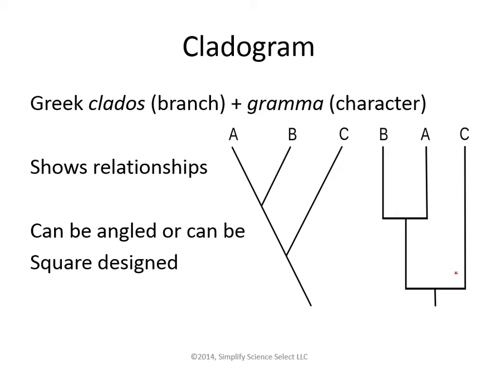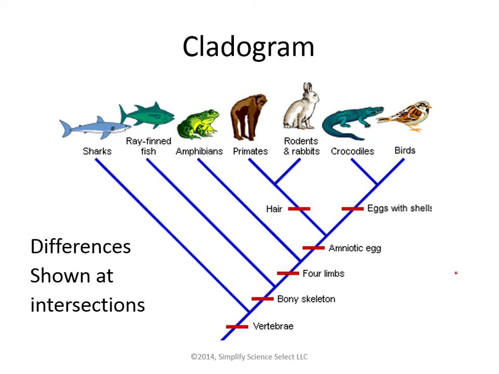Whenever we look at something like this, called a cladogram, cladogram comes from the Greek klados, which means branch, and gramma, character. So this is showing us how the characteristics branch off. It shows us relationships. Sometimes you see it in this little angly tree thing, and sometimes you see them in a square design, but it's the same thing. So every time there's an intersection, it shows how things are different.